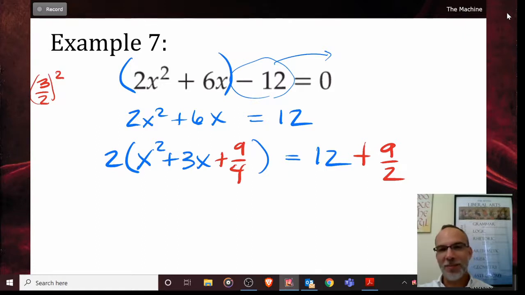No, I did not make a mistake. I'm going to add 9/2 to the right-hand side. But Mr. Marsh, whatever you do to one side of the equation, you have to do to the other side. It's your own rule. You're correct. I added 9/2 to the right because I actually added 9/2 to the left.